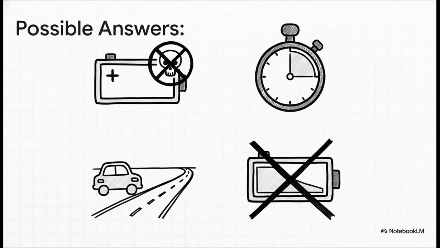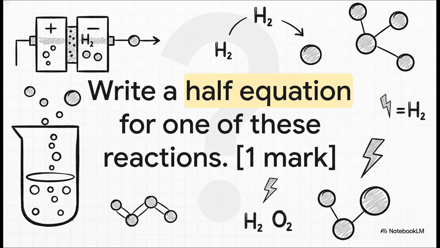And this is where things get interesting, because the mark scheme actually gives you a bunch of correct answers to choose from. You could talk about the environment, no toxic chemicals to get rid of. Or you could go for a practicality. They're way faster to refuel. You could also say you can travel further on a full tank. Or another great point is that they don't degrade over time like rechargeable batteries do. Any 2 of those, and you've got full marks. You've got options.